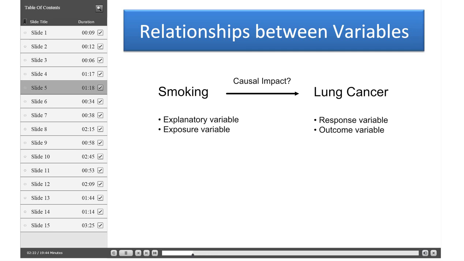And there's some terminology that goes along with this type of situation when you're trying to see if one variable influences another variable. We're going to call smoking an explanatory variable, and we're going to call lung cancer the response variable. So you might say smoking explains whether or not someone is going to get lung cancer or not, and then you could say that lung cancer is a response to smoking. Of course, smoking isn't the only variable that has an impact on lung cancer, but it is one of the variables that does. Another term for smoking here would be an exposure variable, because someone who smokes is exposing themselves to the risk of developing lung cancer. Or you might call lung cancer an outcome variable, because it's one of the outcomes that can result from smoking.